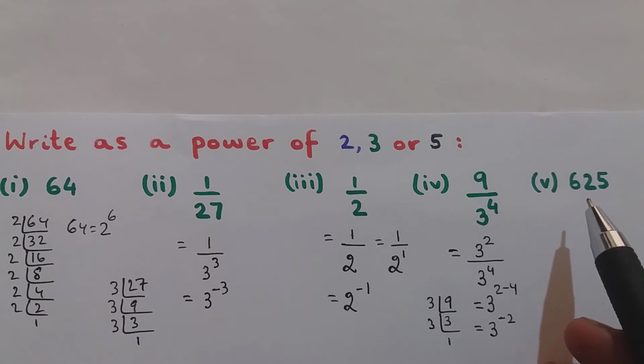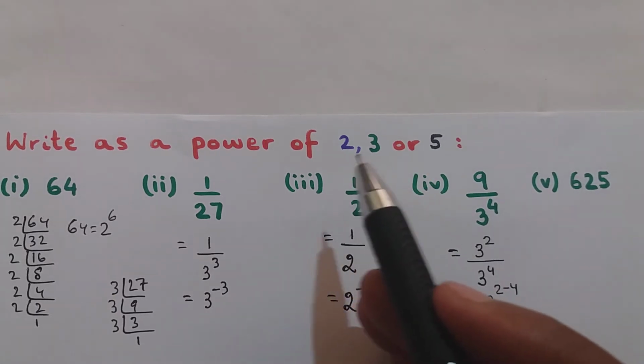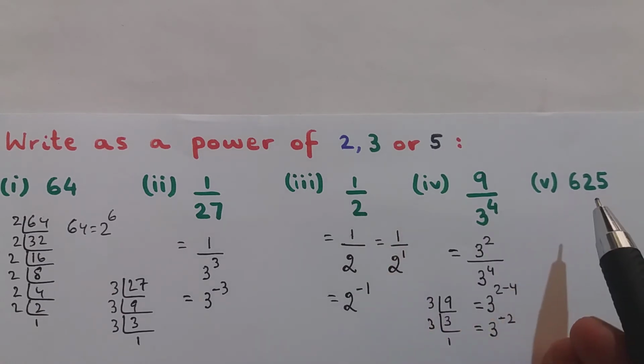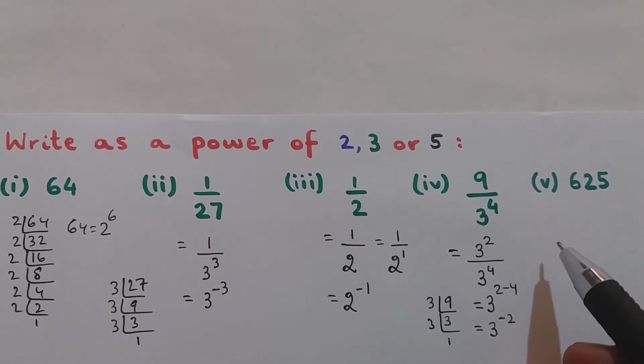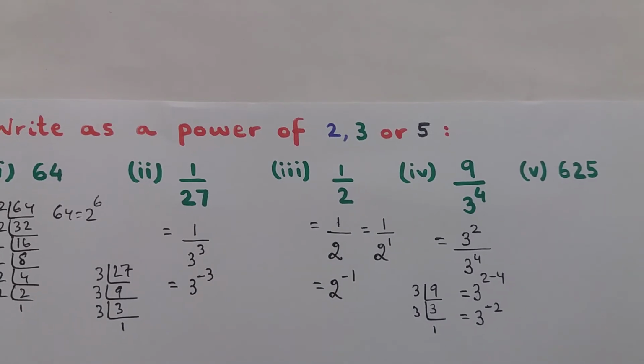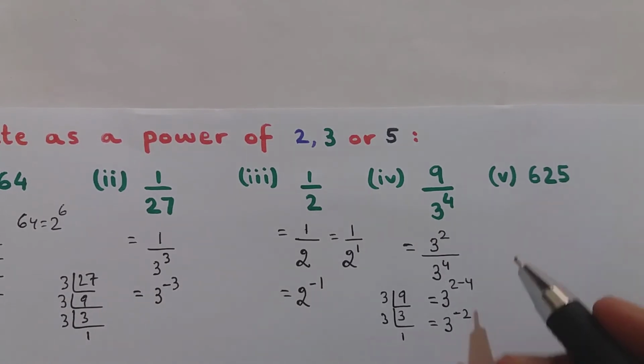625. So I have to write 625 as a power of 2, 3 or 5. So for that I have to do the prime factorization of 625. So let us do the prime factorization of 625.